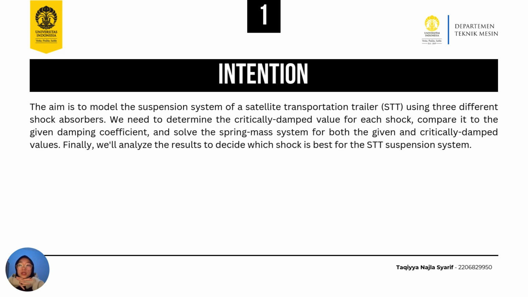The aim is to model the suspension system of a satellite transportation trailer (STT) using three different shock absorbers. We need to determine the critically damped value for each shock, compare it to the given damping coefficient, and solve the spring mass system for both the given and critically damped values. Finally, we will analyze the results to decide which shock is best for the STT suspension system.